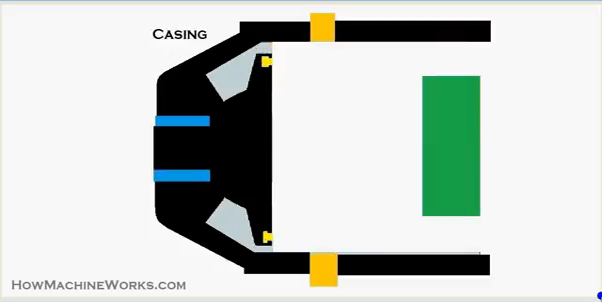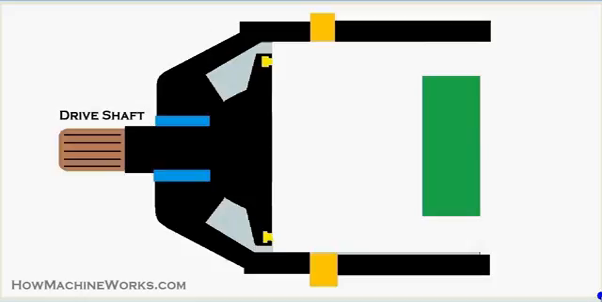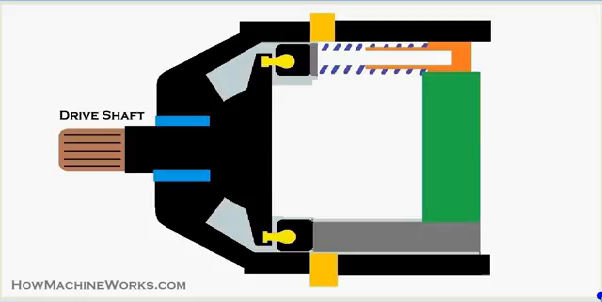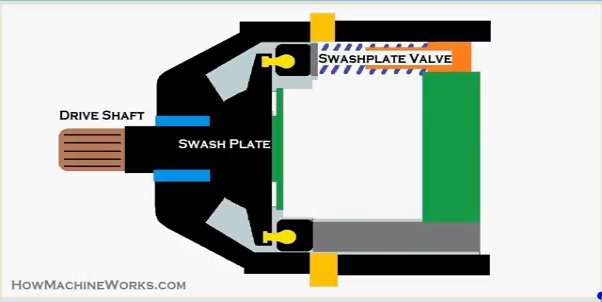First, let's identify the components. Here this is the casing of the piston pump. That's our drive shaft, which is actually giving the drive to the pump. There we have the swash plate adjusting valves. Then we have the swash plate itself over there in green. Then comes the pistons, which actually reciprocate inside the swash plate.